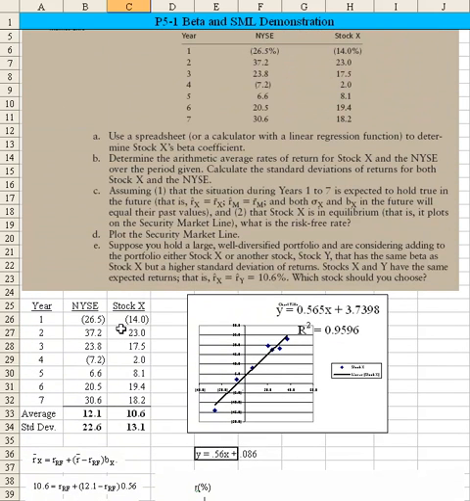Then finally on Part E, they tell us, suppose you hold a large, well-diversified portfolio, and you are considering adding to that portfolio either stock X or another stock Y, that has the same beta as stock X, but it has a higher standard deviation of returns. So what they're saying there is stock X and Y have the same expected rate of return, both equal to 10.6, the average return. What stock would you choose? Well, in theory, it wouldn't matter. You'd be indifferent between the two stocks because they have the same beta, and their relevant risks are identical, and we're in equilibrium, and we're going to achieve the same results.